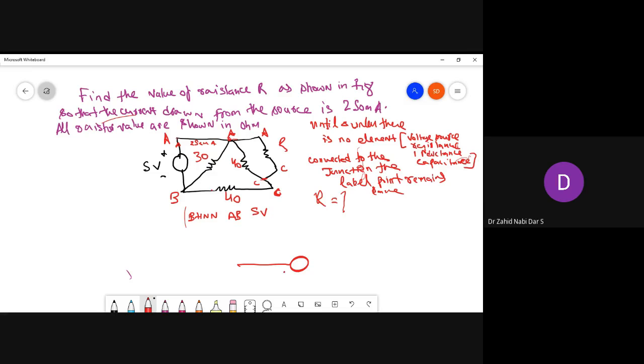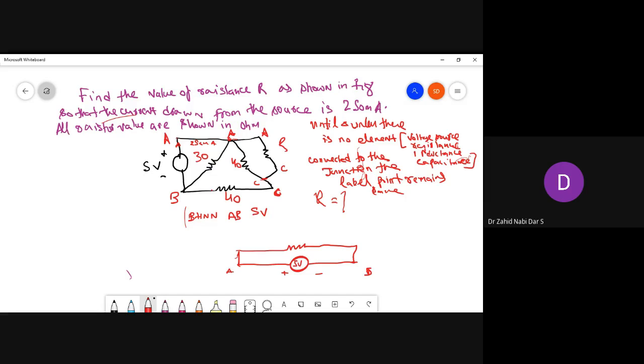Okay, so this is plus, this is minus, this is 5 volt. This is point A and B. What else is there between point AB? So this point is A, this is B. So I can write there is again 30 ohm resistance between point AB, because AB is the same point.